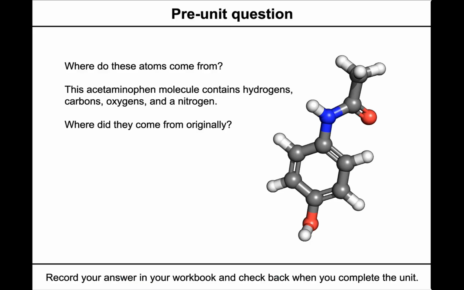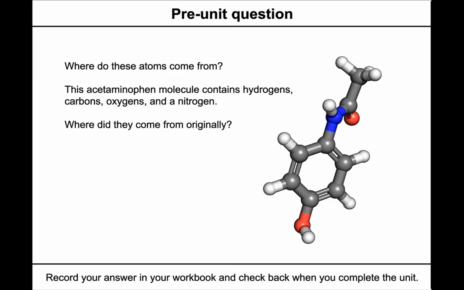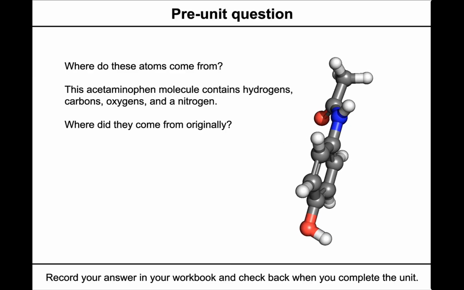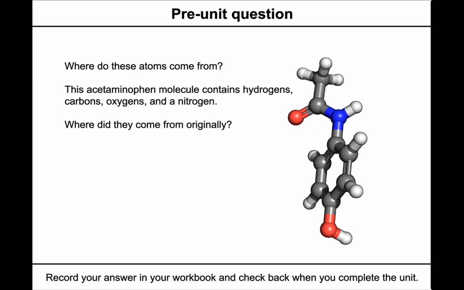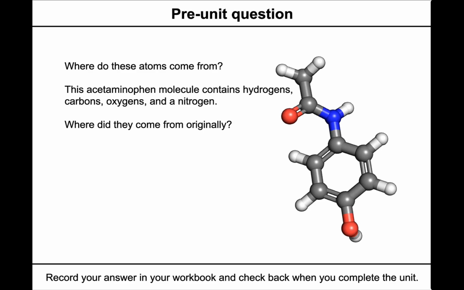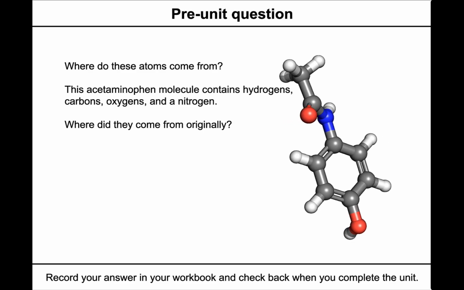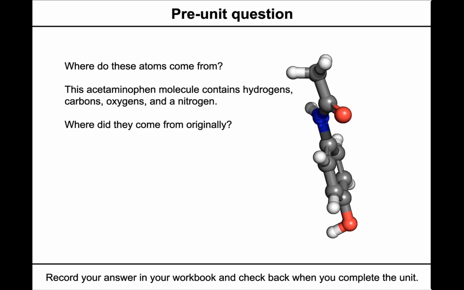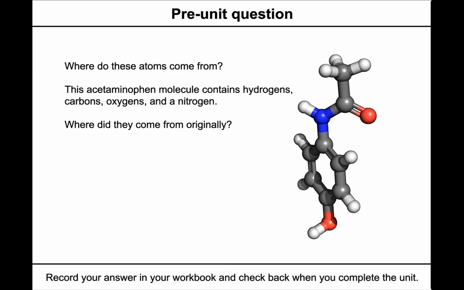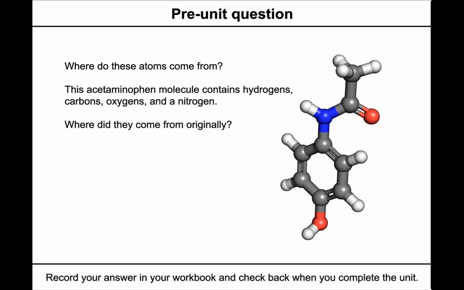But before we begin with Avogadro's number, let's do a little pre-unit question. Look at this molecule here. This is the acetaminophen molecule again. Think about, where do these atoms come from? Not where does the molecule come from, that's made in a factory. Where does the nitrogen come from? Where do the carbons come from? Where do the hydrogens come from? What do you know about the origins of atoms? If you don't know anything, maybe make a guess about where you think these atoms could come from.